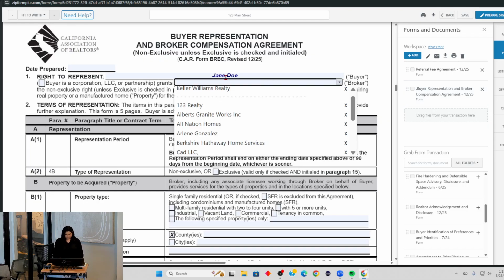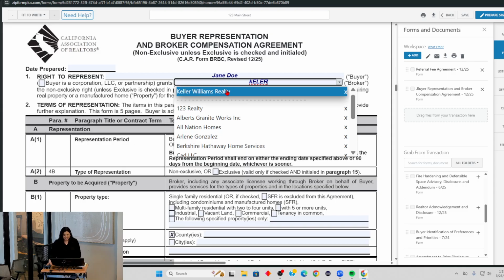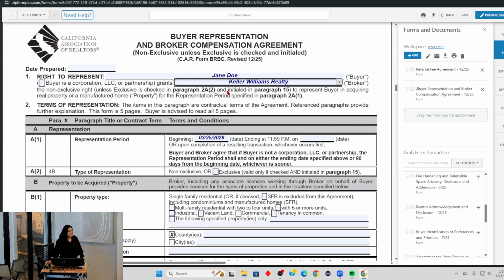Oof, this is a bad word. Why is this here? Let me change it real quick. Okay, no, we're California. Okay.